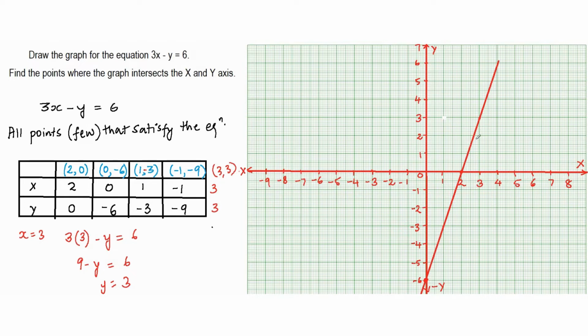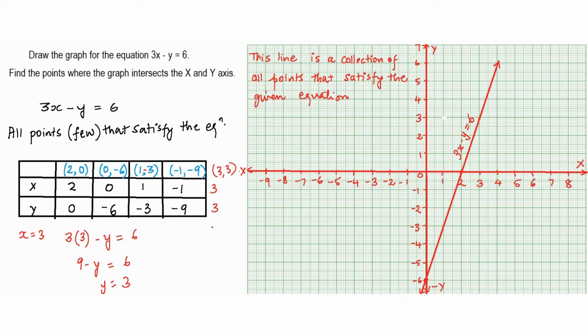And hence I can say that this straight line is a collection of all points that satisfy the equation of 3x minus y equal to 6. Hence, I can say that this straight line is the graph of 3x minus y equal to 6. Basically, this line is a collection of all points that satisfy the given equation. So, you can pick any point.